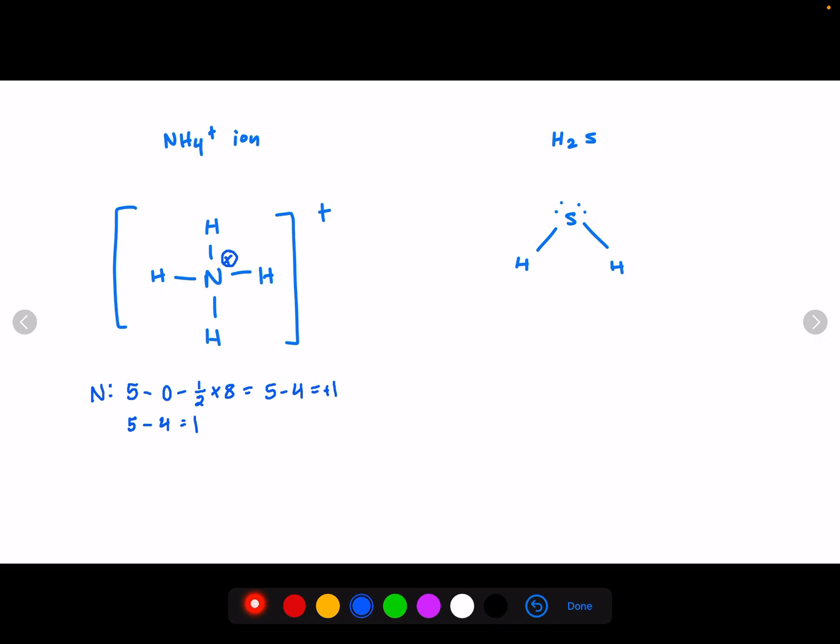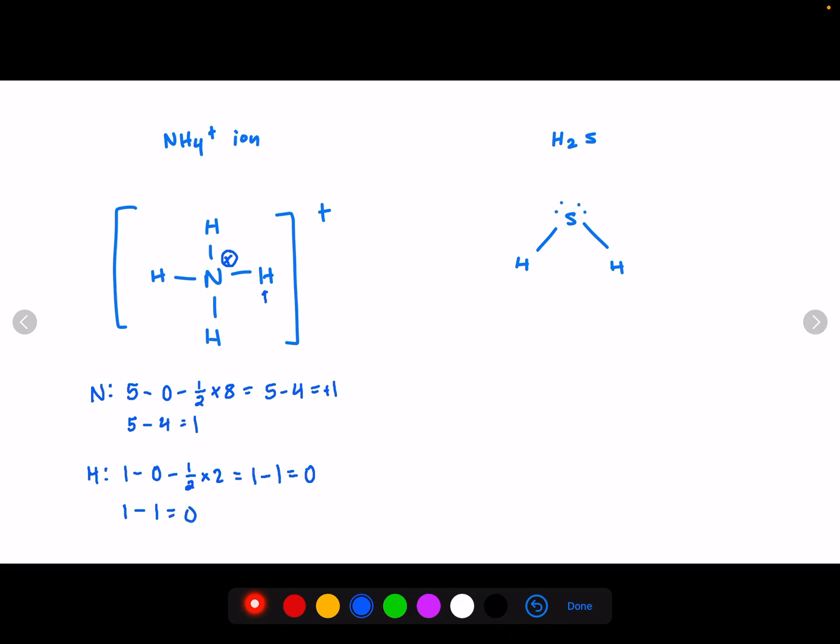Now for the hydrogens, each hydrogen here is going to have the same formal charge, and you can check that for yourself as well. But let's say we're talking about the hydrogen on the right, this hydrogen. Hydrogen itself has 1 valence electron. There are no lone pairs or non-binding electrons, and there are 2 binding electrons because it has 1 single bond. So 1 minus 0 minus 1/2 times 2 equals 1 minus 1 equals 0. And if we were to do it the second way, the number of valence electrons is 1, minus the number of lines and dots around the atom, which is also 1, so we get 0.